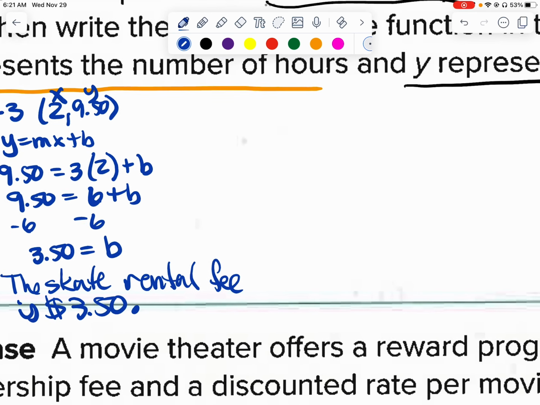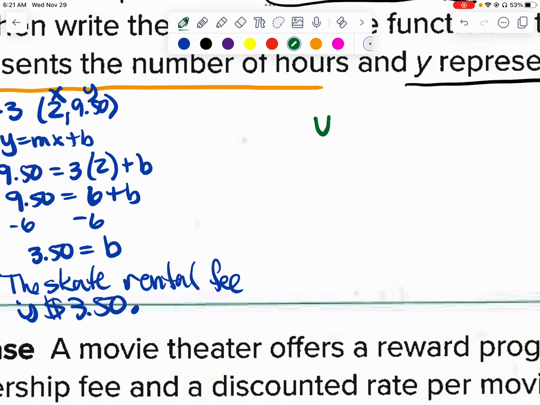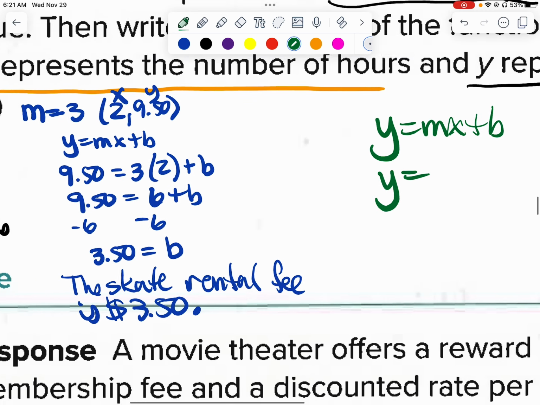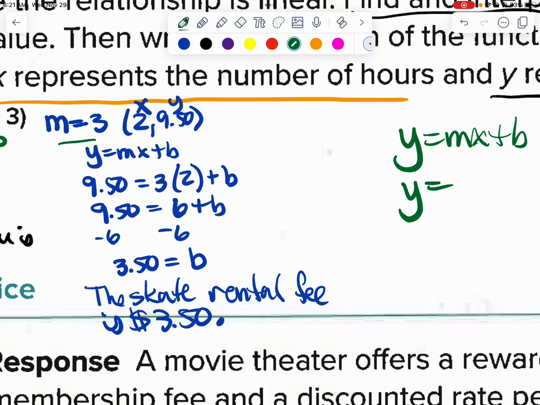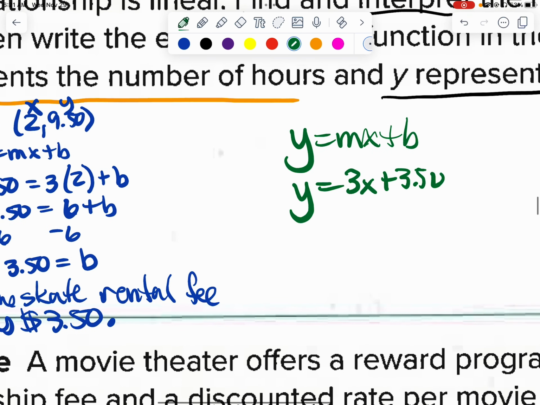And then last but not least, my equation of the line, y equals mx plus b. My m value was 3. My b value was $3.50. And there you have your equation of the line.